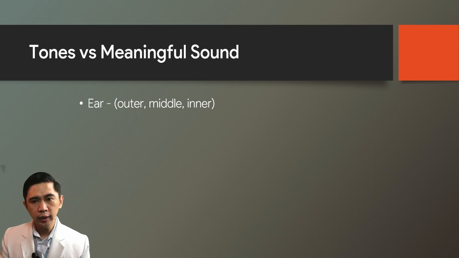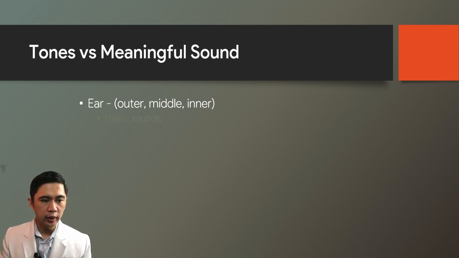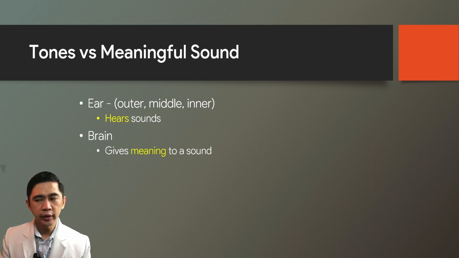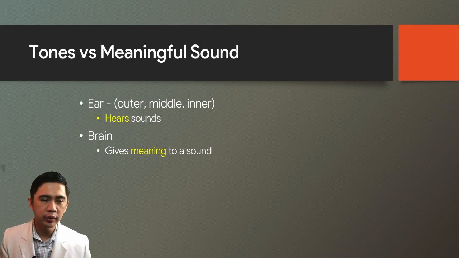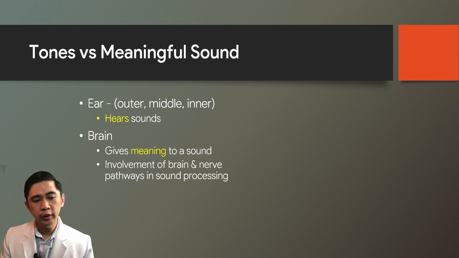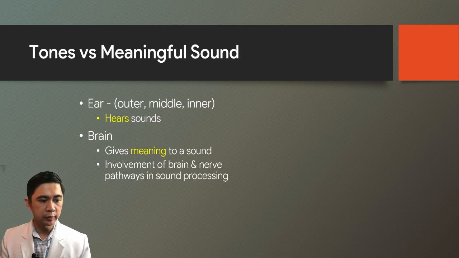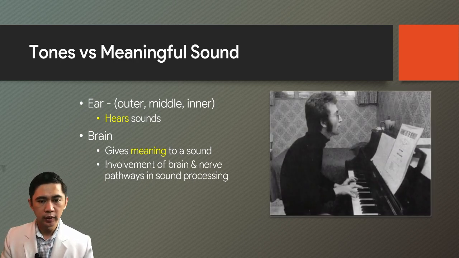So the ear is basically a microphone. It just hears sounds, whatever the sound may be. But when the brain hears the sound presented by the ear, the brain gives meaning to the sound. So our brain actually processes this sound and gives meaning to it. This will show that the brain and the nerve pathways are involved in sound processing from the ear.